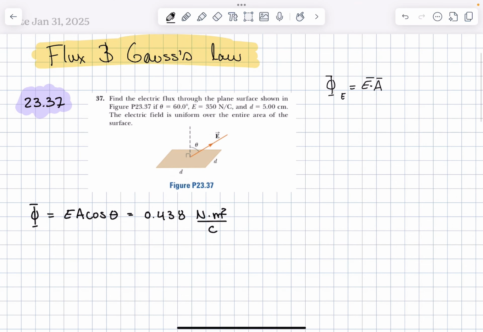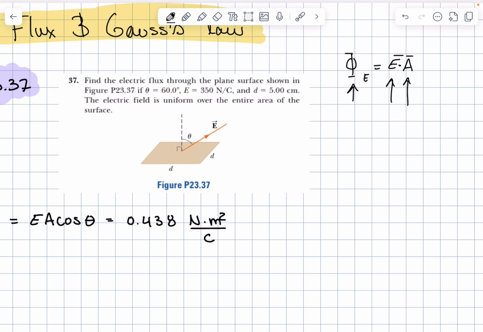So in this video, I really just want to talk about flux and Gauss's law. We have this equation here to be our definition for flux. Now in words, what it's telling us is that the flux, phi, is equal to how much electric field is going through a certain area, A. So here we define E bar, this is our electric field. It has a magnitude and a direction.